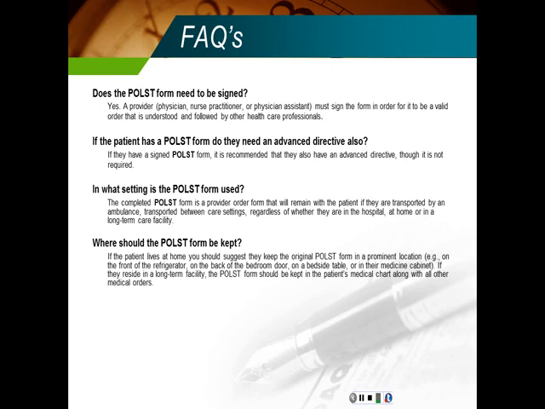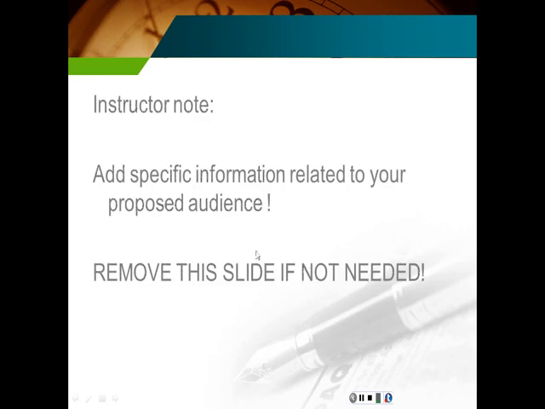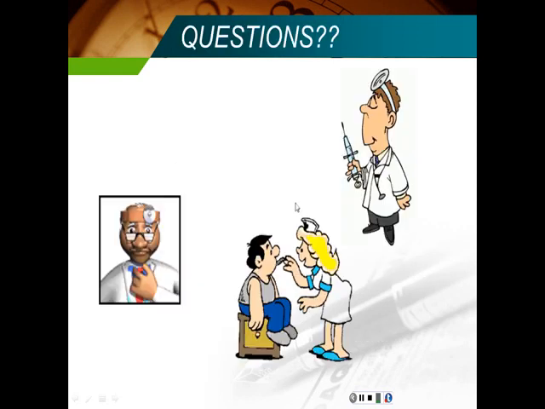Where should it be kept? If the patient lives at home, the suggestion would be that the original POLST form is in a prominent location, say on the front of the refrigerator, on the back of the bedroom door, bedside table, or in the medicine cabinet. If they're in a long-term care facility, obviously it should be in their chart. If the patient has a Comfort 1, do they need a POLST? No. Comfort 1s are still honored. However, if they want anything beyond CPR, no CPR, they need a POLST. Any questions?